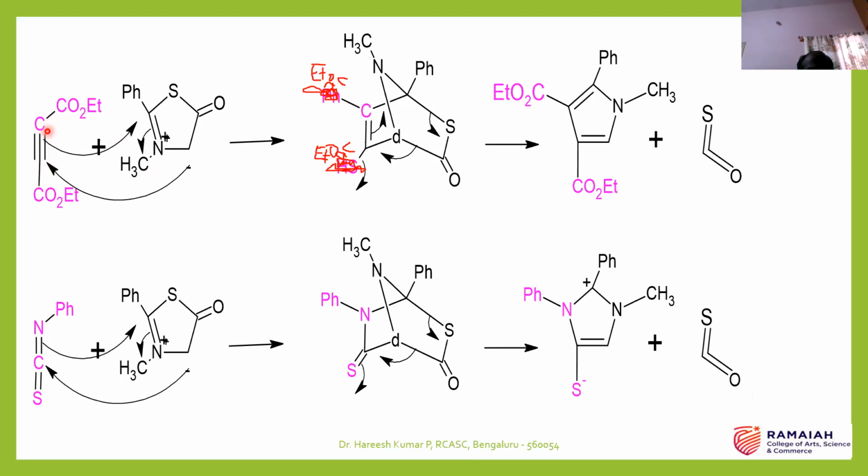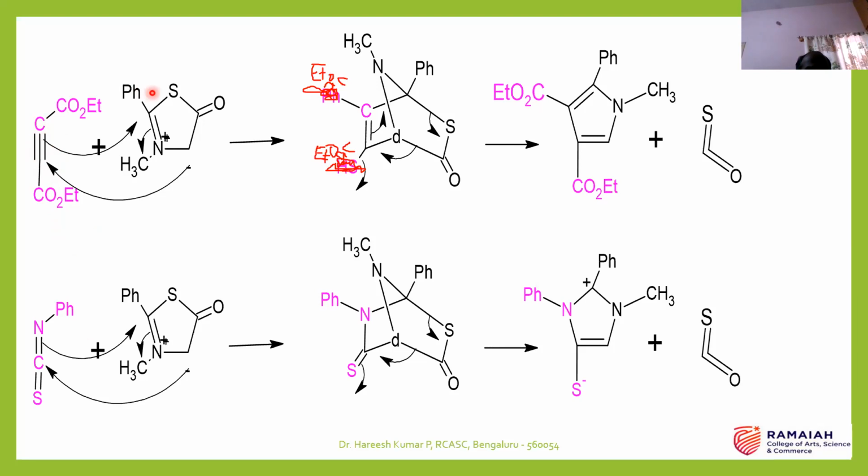What is the name of this compound? So 1, 2, 3, 4, 4 carbon atoms are there. Ethyl is there. Okay, diethyl butane dioic acid. In addition to that, you have to mention at the second position YNE is there. So then what will happen here?